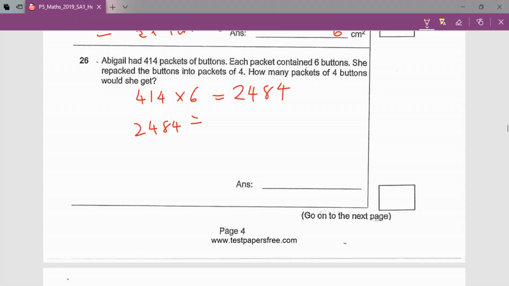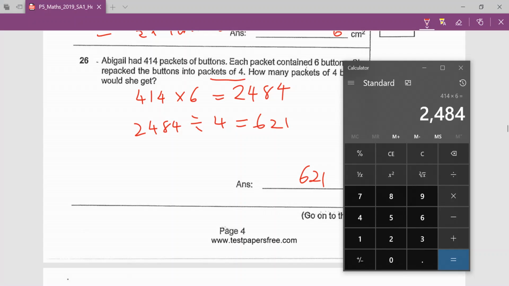2484 divided by packets of 4, right? 4 in a packet. I'm going to get 621 packets. Answer is 621. If you divide by 4, you're going to get 621.